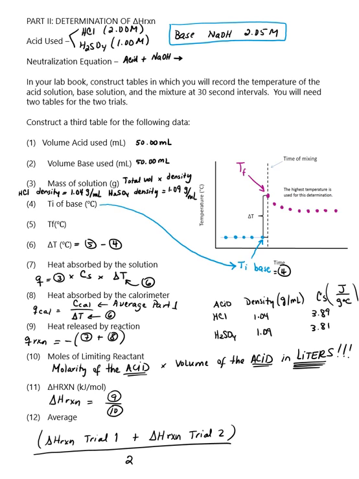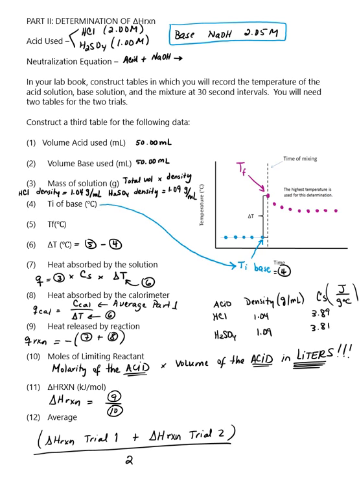For the experimental data, you have the volume of the acid. It's 50 milliliters. You were filling out the burette, and then you were transferring from the burette the acid into a beaker. And then you had another burette with the sodium hydroxide. In the sodium hydroxide, you were transferring 50 milliliters from the burette into the calorimeter.